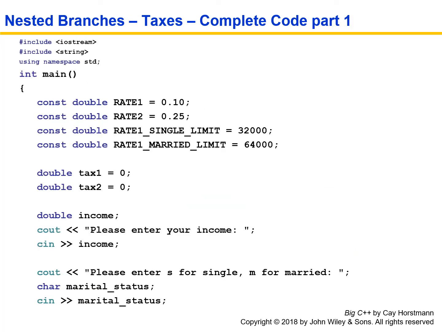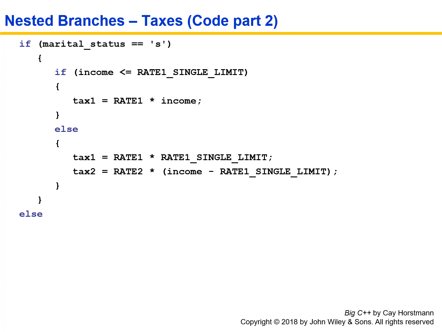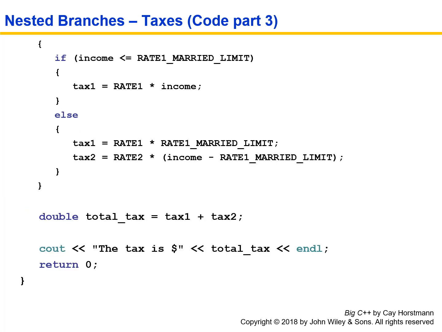Okay, and this will come in here where you see if marital status equals S, then we have a nested if statement, an if inside another if: if income is less than or equal to rate 1 single limit, then blah, else we get rate 1 times the single limit and then rate 2 times income minus the rate 1 single limit. And then the else from the first if also has an if and an else inside it. And that's the idea of these nested branches.